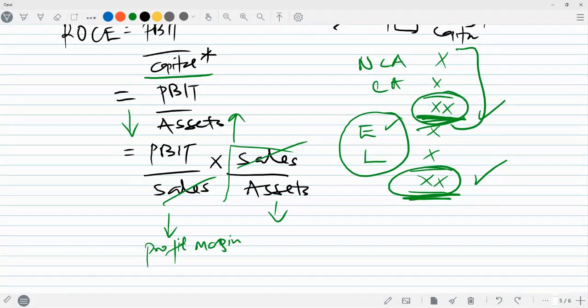This is a question. Sales over assets. What do you call it?